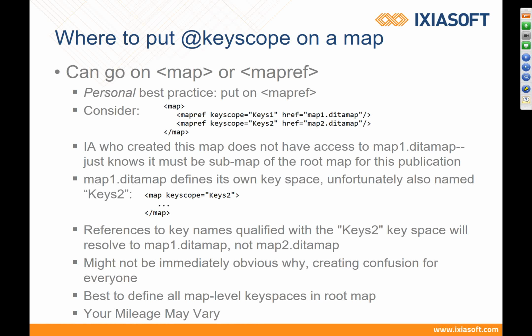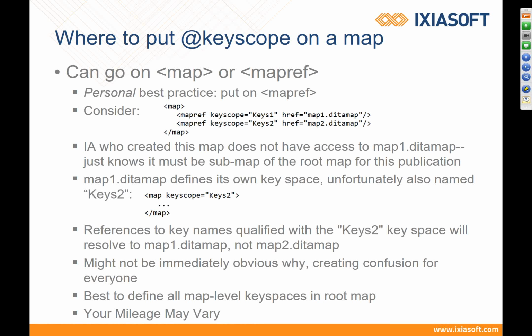And even though the maps have an implicit keyscope on them, it can be a good practice to name a keyscope, because with a named key space, you have a lot more flexibility in referencing specific instances of a key, which I'll get to in a minute. But the use case here is that the information architect who just created this map doesn't have access to map 1. They just know it has to be a submap of the root map for this publication.